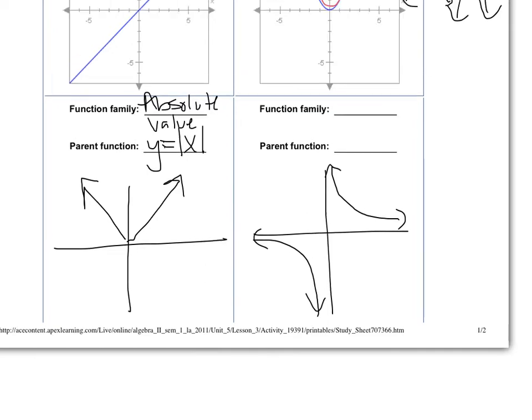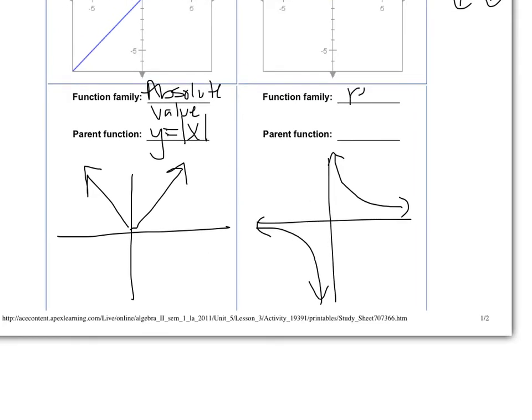And our last one, which again you can't see, looks like this. And it's called a reciprocal function. And the reciprocal function is y equals 1 over x.